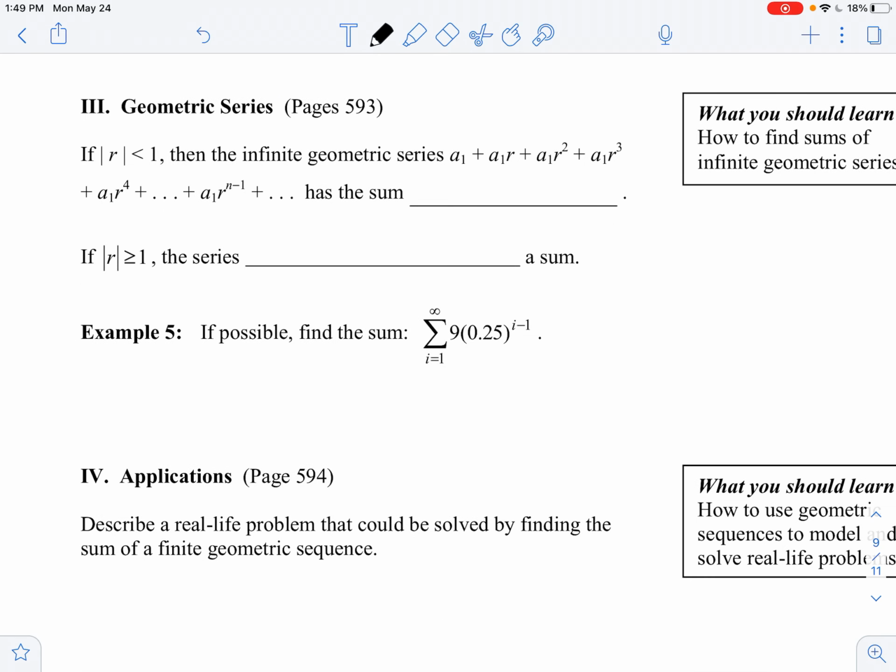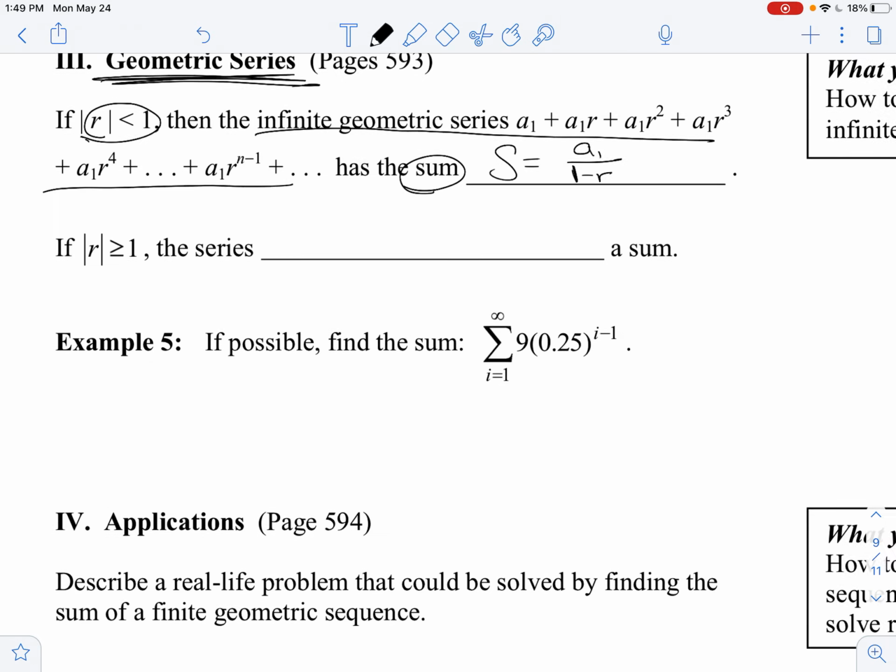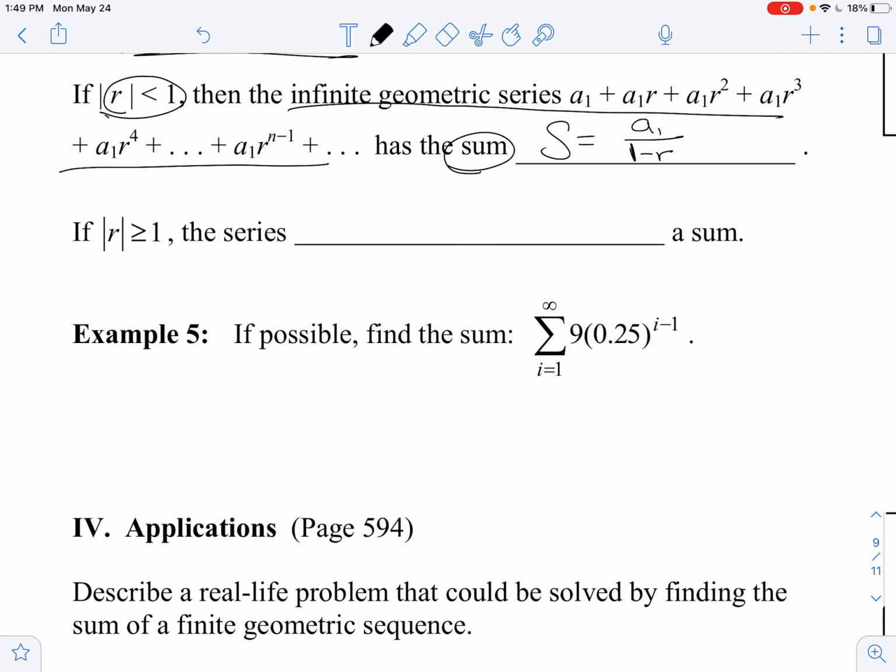All right, last piece. If we're talking about a geometric series, as long as the common ratio is less than 1, then the infinite geometric series looks like this, and we can find the sum of it, because if it's decreasing, we can find the sum. We know the sum of an infinite decreasing geometric series is the first term divided by 1 minus the common ratio. But if the r is greater than or equal to 1, then it does not have a sum.